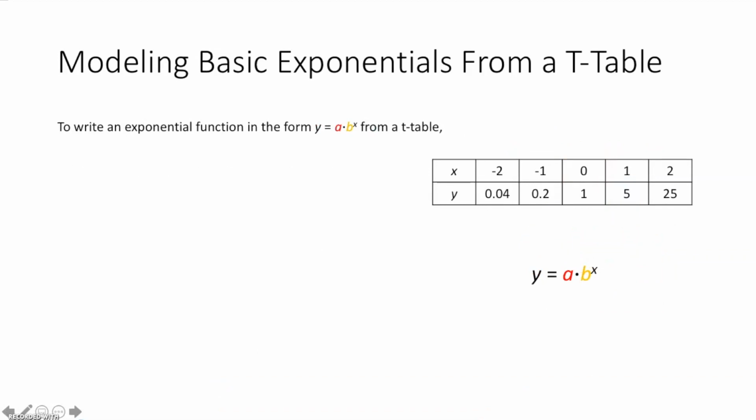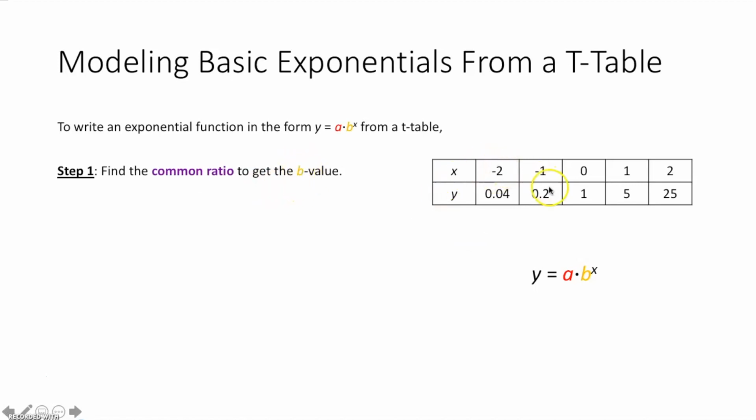Now let's talk about modeling basic exponentials from a t-table. So we just did basic quadratic functions, now let's do basic exponential functions. So if we want to write our exponential function in the form y equals a times b to the x from a t-table, what you're going to do first, again, you check to make sure you have a constant difference between your x values, and then you're going to find the common ratio to get your b value.